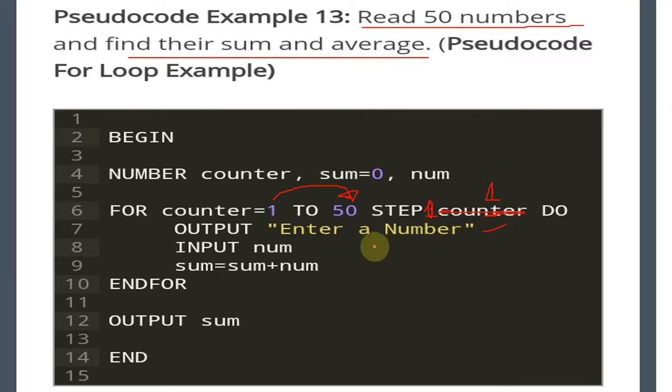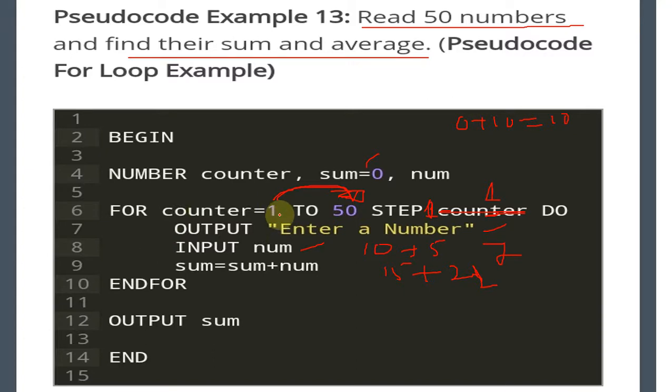Each time the computer will prompt us to enter a number, input num. At the first time, when counter is 1, we will enter 10. So that 10 will be stored in sum. 0 plus 10 is nothing but 10. Next, counter value is 2. Again the computer will ask to enter a number. This time we will enter, say, 5. In sum already 10 is there, 10 plus 5, that is 15. Now counter will be 3. The system will ask to enter the third number. Next we will enter, say, 7. 15 plus 7, that is 22.